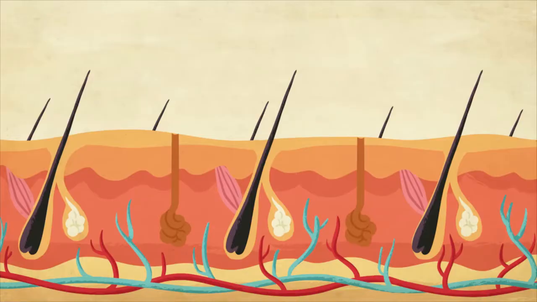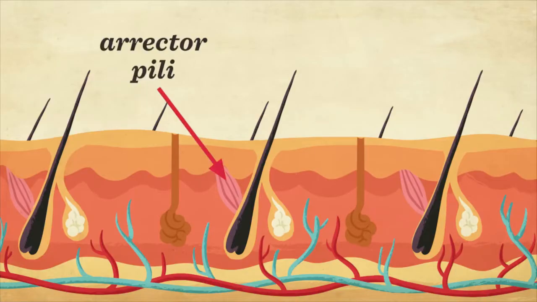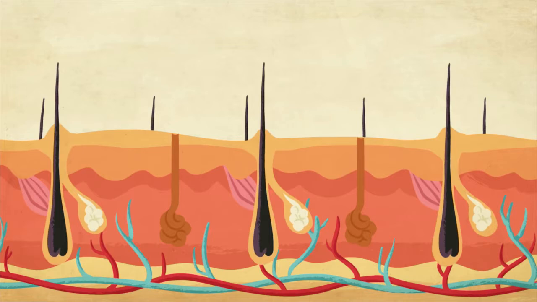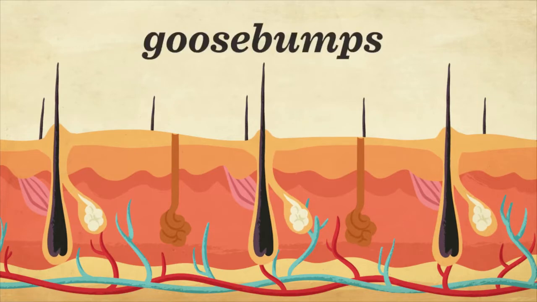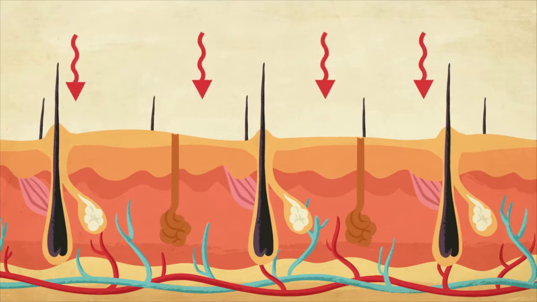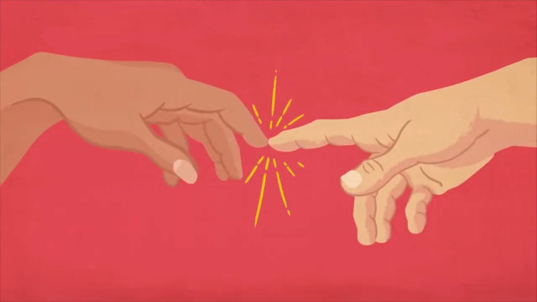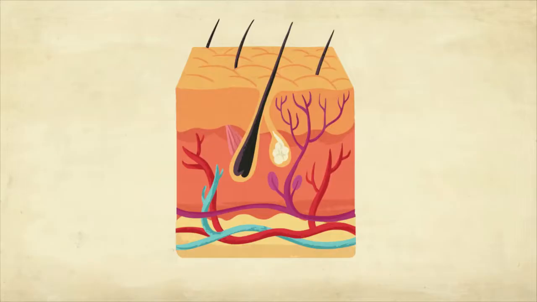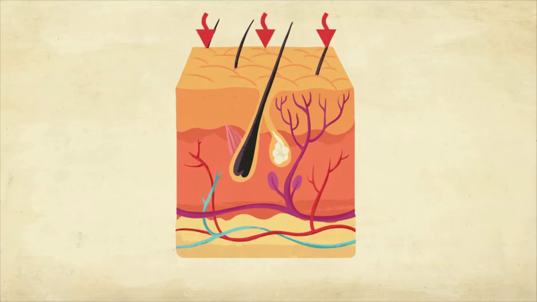When you're cold, tiny muscles called arrector pili cause hair to stand upright across the body. That's the phenomenon known as goosebumps, and it traps body heat close to your skin. Skin's vast surface isn't just a shield, it also enables us to interact and connect with the world. Its multifunctional layer cools us down and keeps us warm.